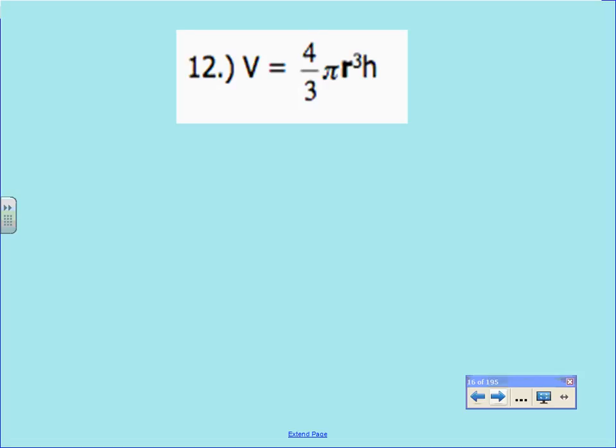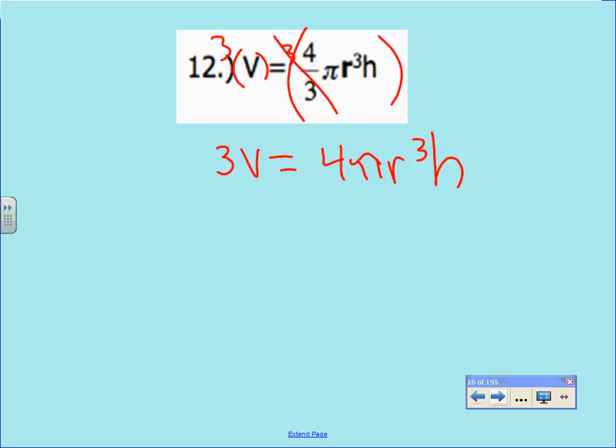All right, first thing I want you to do, you guys tell me. What do you think, Brian? Good. Multiply each side by 3. So let's get rid of the fraction. Let's multiply both sides by 3. Okay, now technically you could multiply both sides by 3/4, but let's stick together here. Multiply both sides by 3. Goes away here. We're left with 3v equals 4 pi r cubed h. We are solving for r here, so make sure that you have the r circled.